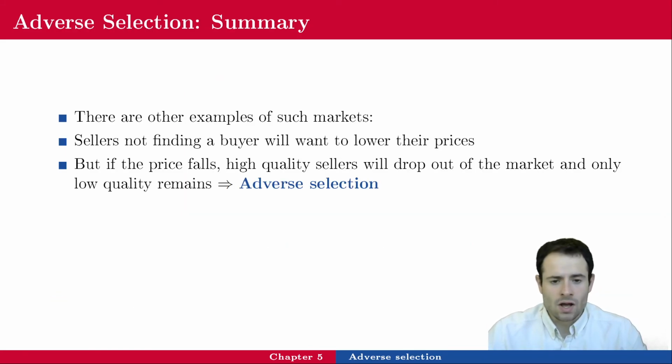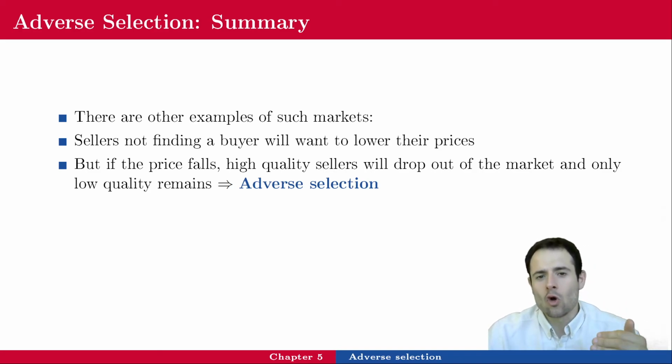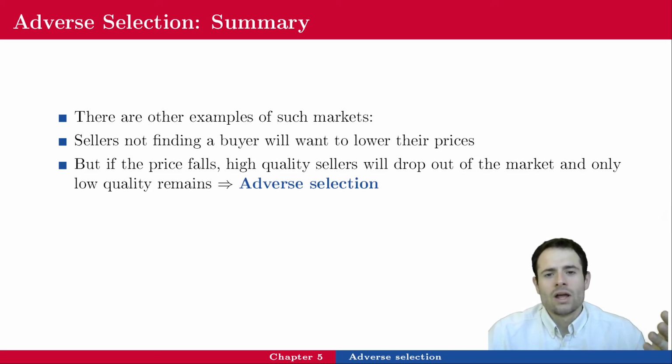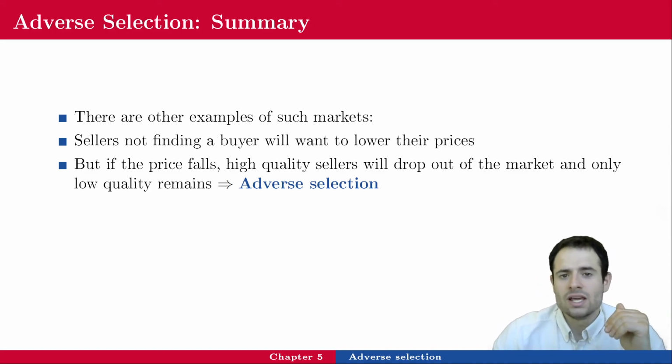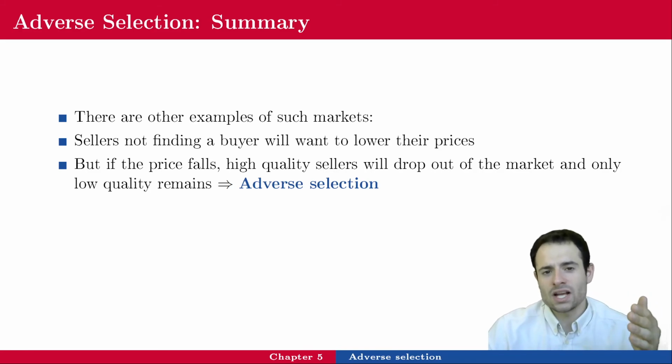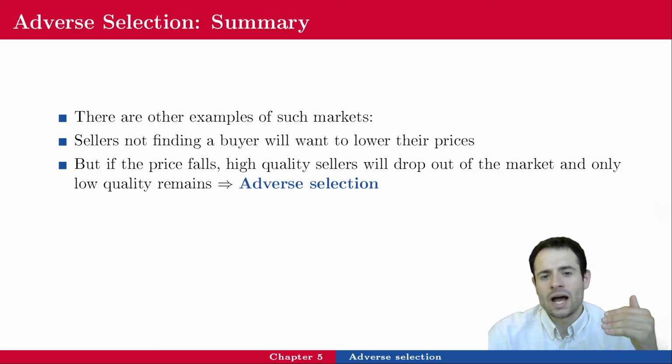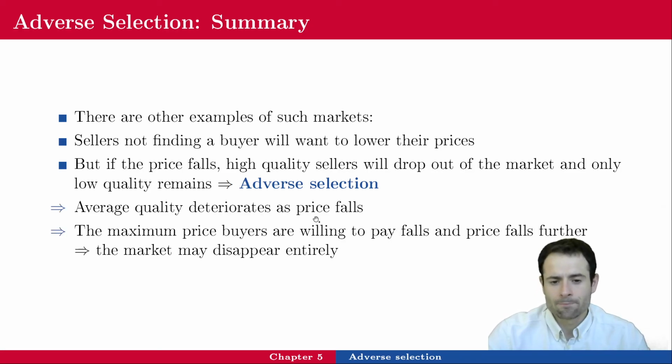Because of this problem, trade is going to be less than efficient, and oftentimes the adverse type, as in the low quality good or the low ability worker or the customer which is at risk, is going to be the one making a transaction, but high quality goods, high quality customers will not be part of any trade.